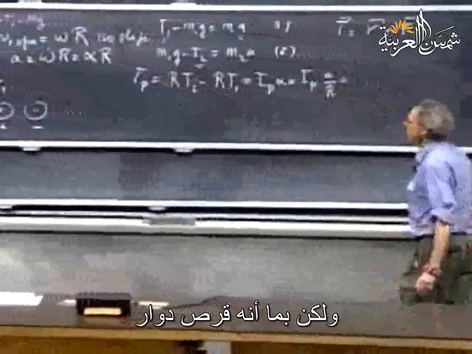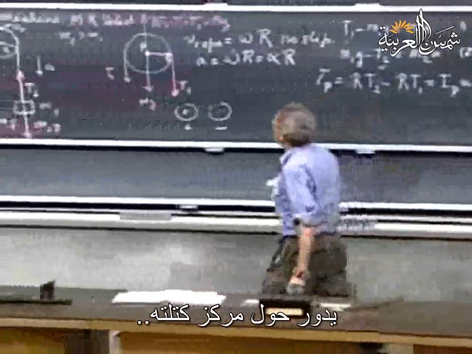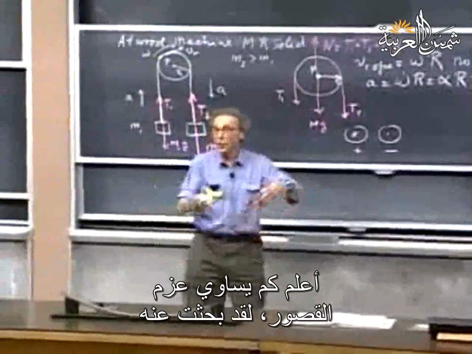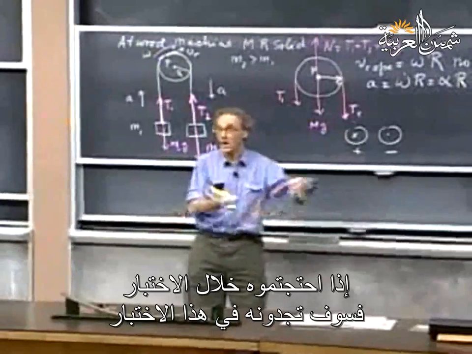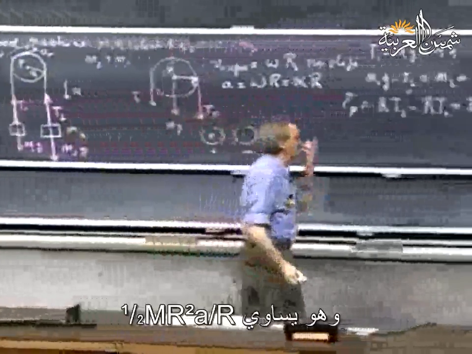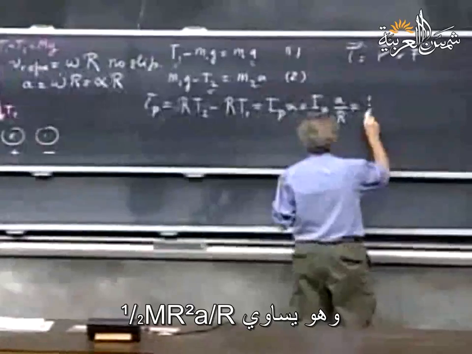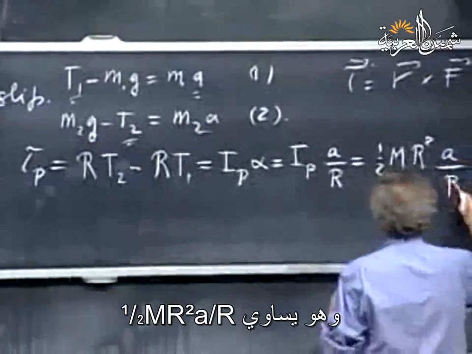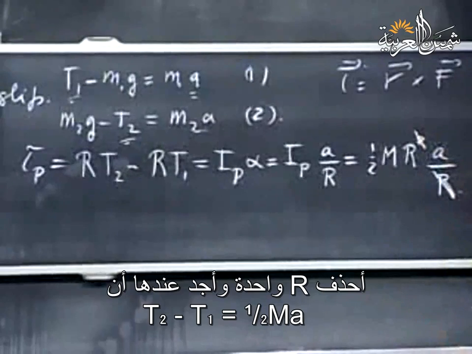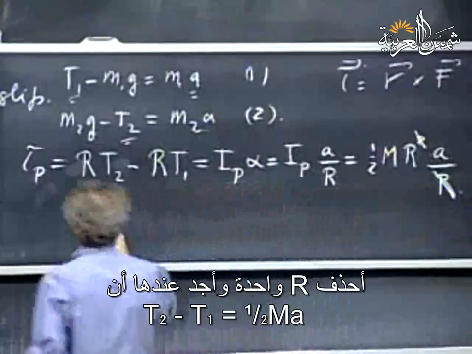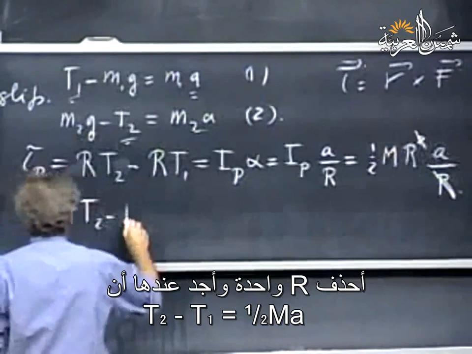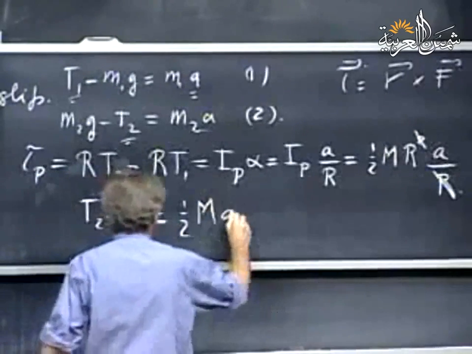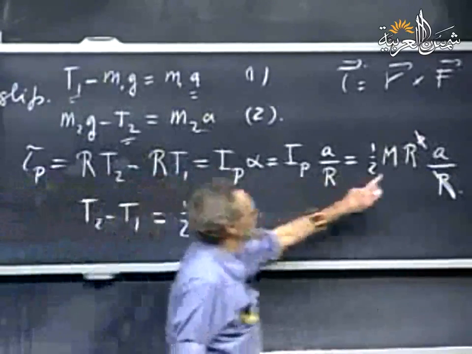But since it is a rotating disk, which is rotating about its center of mass, I know the moment of inertia. I looked that up. If you read it during your exam, you will find that in the exam. That is 1/2 m r squared, 1/2 m r squared times A divided by R, and I lose 1 r. And so I find then that T2 minus T1 equals 1/2 ma. Notice I also lose my second r.